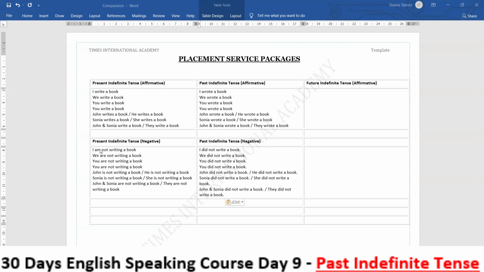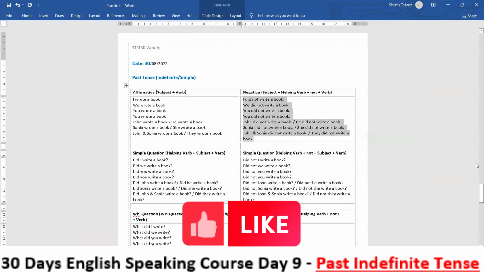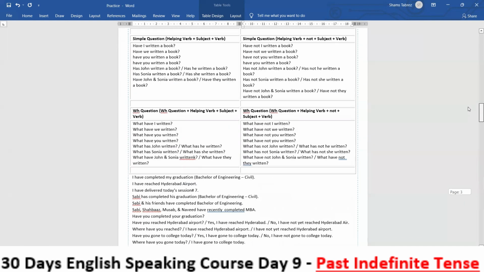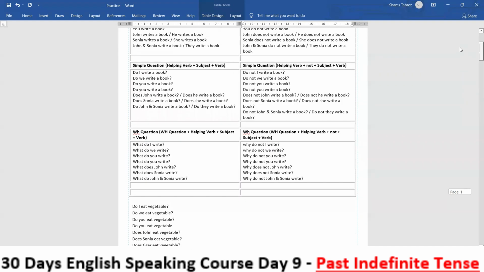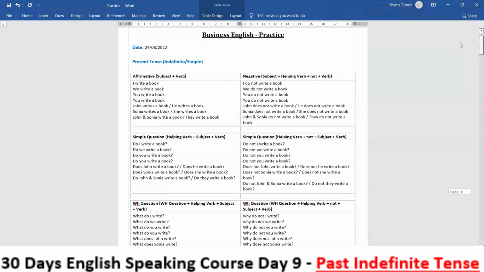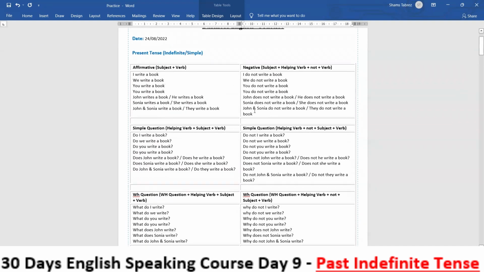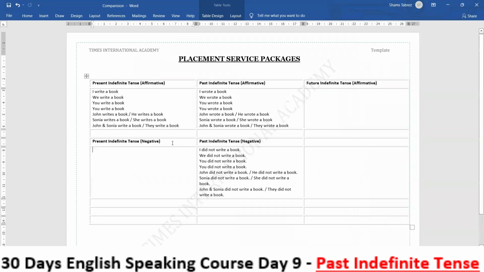So here is present indefinite negative. Yes, you are right. Thank you. So this is not the case. I think I might have copied the incorrect one. Instead of indefinite, I might have copied from continuous. Thank you very much for the correction. So present indefinite negative question is this question, right? This one.